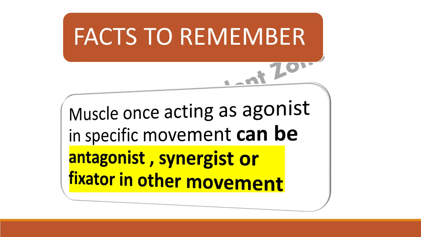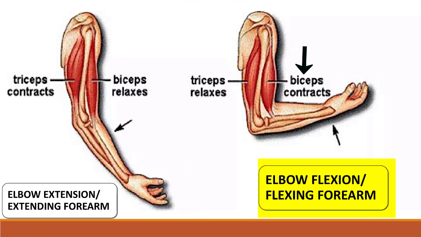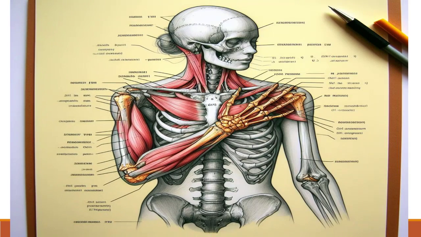It can act as a fixator. In another movement, it can act as a synergist as well. For example, in elbow flexion, biceps brachii is the agonist and the tricep is the antagonist. While in extending the forearm, the tricep is acting as agonist while the biceps brachii is acting as antagonist. So it's not necessary. And the fixator in this example, in elbow flexion, can be the muscles of the shoulder joint and the wrist joint, because both these joints have to be fixed.